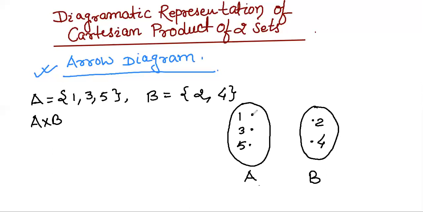So 1 is related to 2. Each element of A is related to each element of B. So 1 is related to 2, then 1 is related to 4 also. Then 3 is related to 2 and 3 is related to 4 also. Then 5 is related to 2 and 5 is related to 4 also. So this is the way to represent A cross B, the Cartesian product of A and B, by using an arrow diagram.